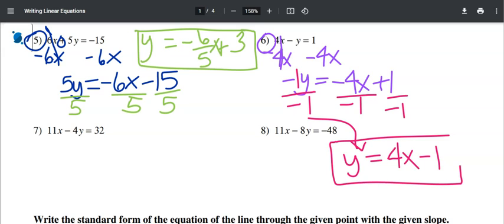So that is slope-intercept form. And that is how you rearrange equations into slope-intercept form.